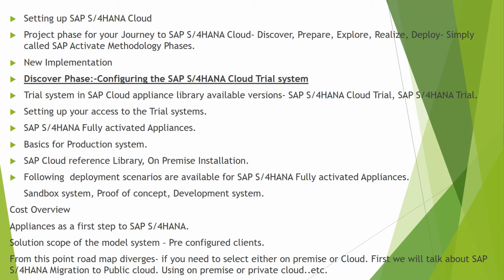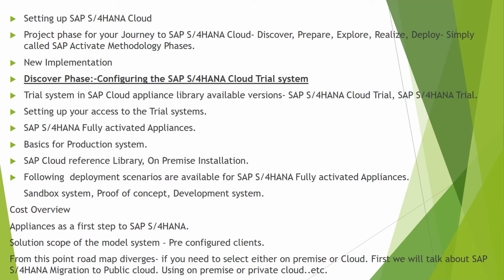Appliance as a first step to SAP S/4HANA. We can use a trial system and the appliance to get started with SAP S/4HANA. If you then decide to migrate to SAP S/4HANA, we can transfer the settings we made in the trial system to the production landscape. So from trial system to production landscape, you can change that.